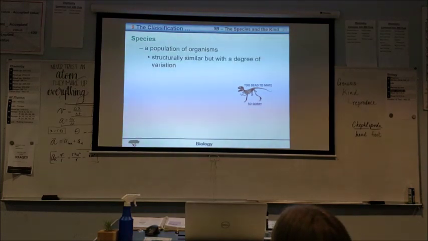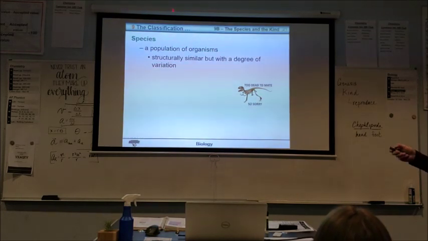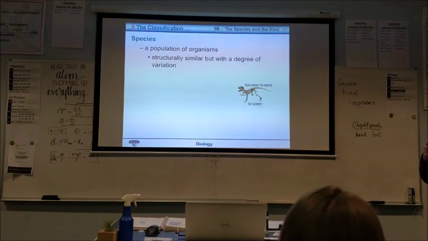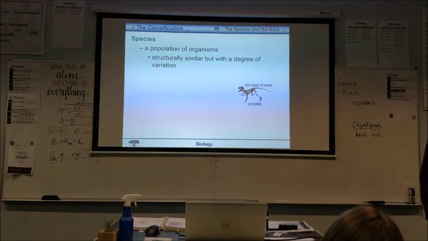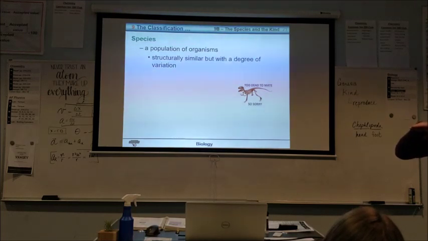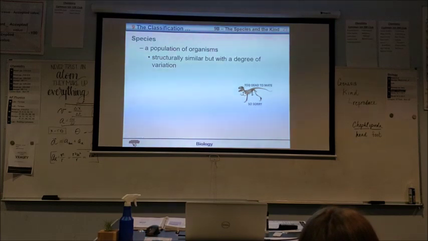Now, when it comes to the word species, we have kingdom, phylum, class, order, family, genus, species. A species is going to have a population of organisms. They're going to be structurally similar, but they will have some variation. Okay? So all of you in here are the same species, right? But there's variation. There's enough variation, except for two people in here, that I know who I'm looking at because you're enough different than everybody else that I can distinguish you.